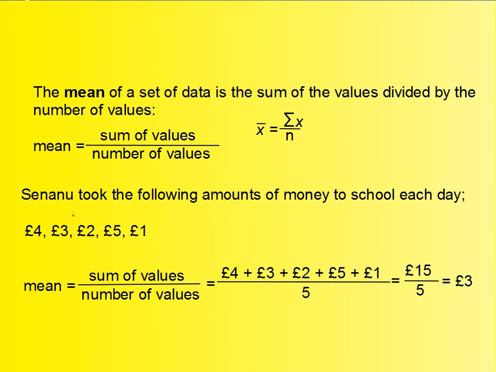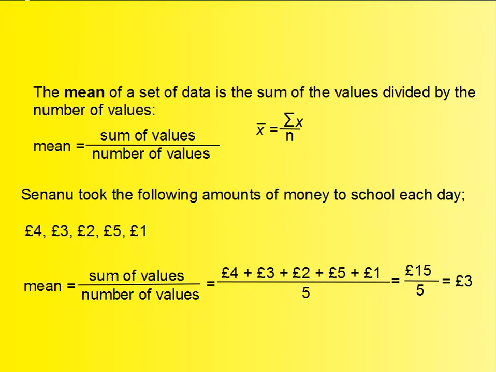So look at this example. Senanu took the following amounts of money to school each day: £4, £3, £2, £5, and £1. And we want to know the mean average. That is, we want to know how much money he takes normally, on average, on a particular day.